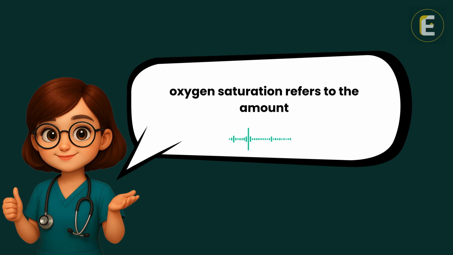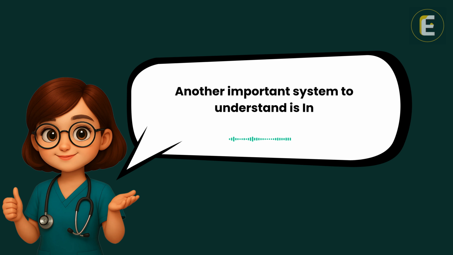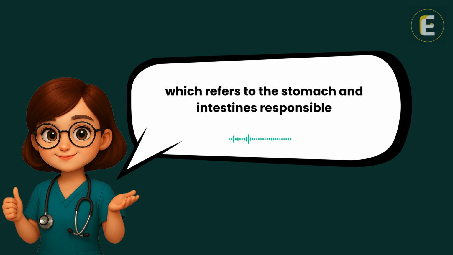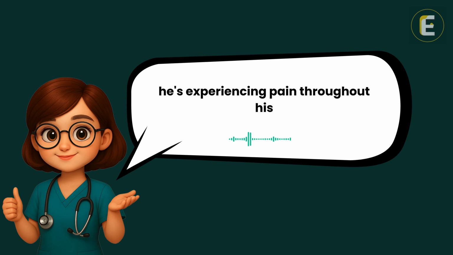Here, oxygen saturation refers to the amount of oxygen in the patient's blood, which indicates how well the lungs are functioning. Another important system to understand is the gastrointestinal tract, which refers to the stomach and intestines responsible for digestion. For example, he's experiencing pain throughout his gastrointestinal tract, particularly in the lower abdomen.